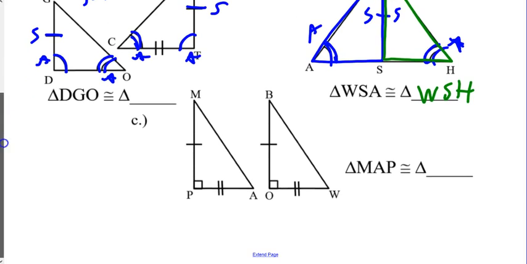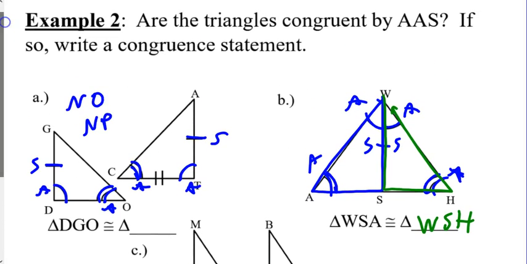On to C. Okay, we have this side matches this side. That angle matches that angle. This side matches that side. Well, what do we have? We have SAS. Let's look at our instructions. Are they congruent by AAS?